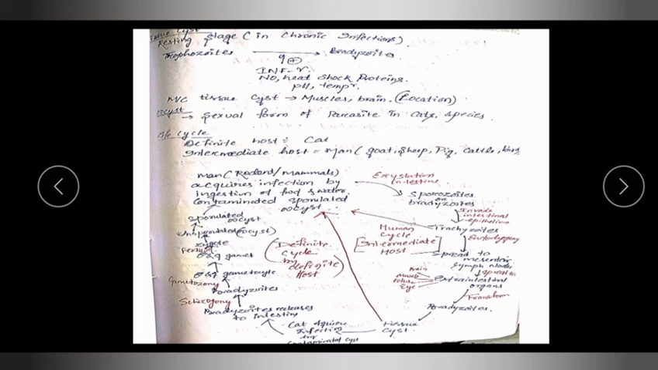So bradyzoites are released in the cat's intestine and enter schizogony, and through this the bradyzoites form male and female gametes. Then fusion occurs and a zygote is formed, and this zygote further develops into the sporulated oocyst, which is now the infective stage and causes the infection. So this is the infection part, or the life cycle, we discussed.